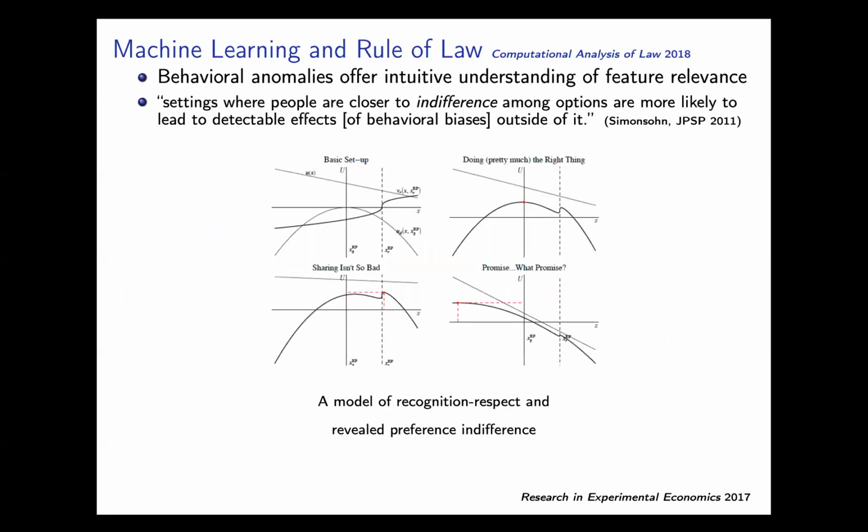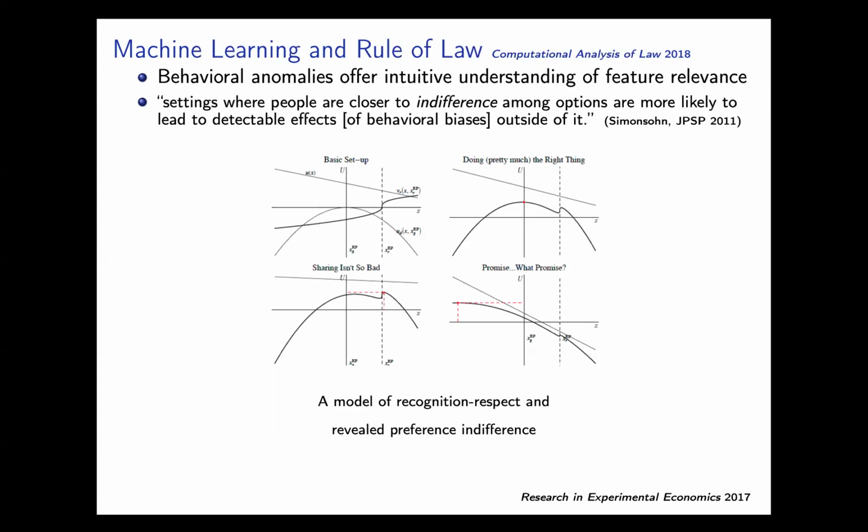So behavioral anomalies offer an intuitive understanding of feature relevance. Psychologists have documented many effects, only of moderate size in the lab. The settings where judges are closer to indifference between options are more likely to lead to detectable effects of behavioral bias outside the lab. So let's suppose this parabola captures what the judge thinks is the right sentence.